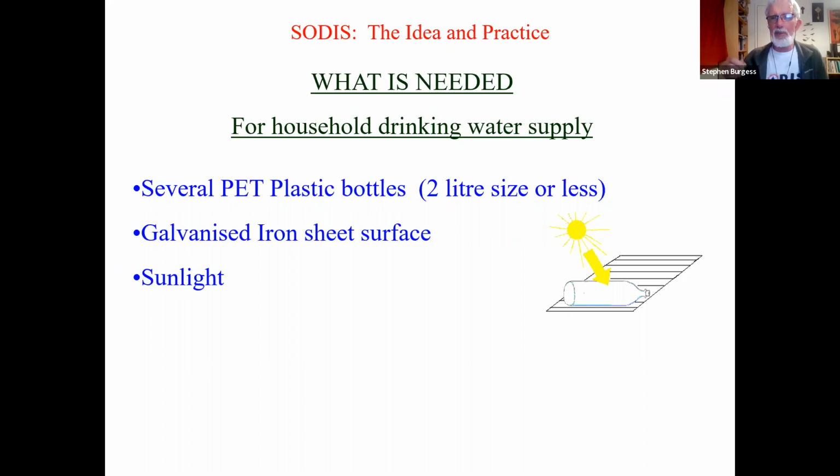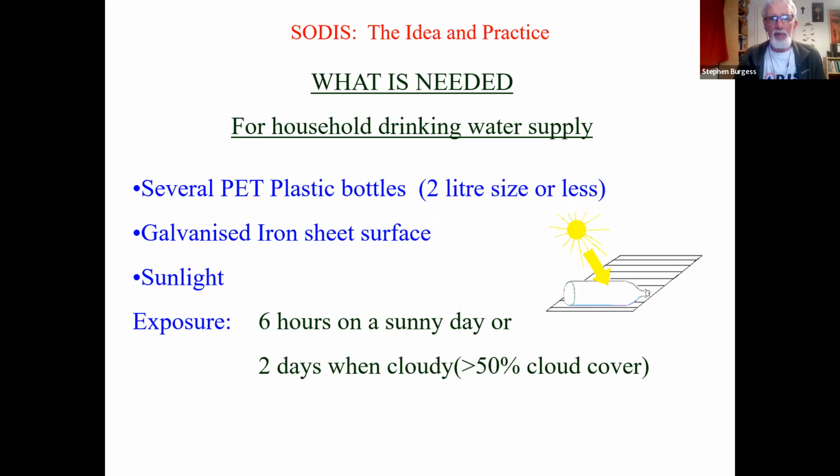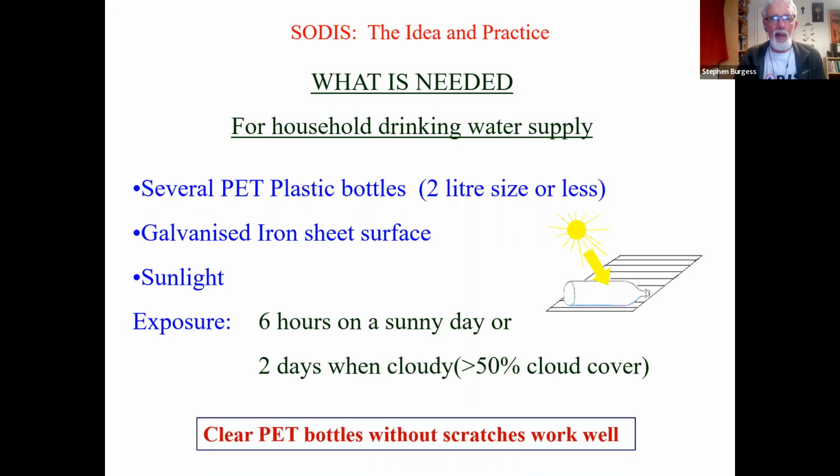So what we're using here are essentially recyclable, reusable bottles found in the community after drinking water, squash or soda has been taken from them. The bottles are often thrown away, so we can use old bottles, providing they're not too scratched. The sun, again, is just a free source. You expose it for 6 hours on a sunny day, or 2 days when cloudy, when there's more than 50% cloud cover. And make sure that the bottles you choose are not scratched or dirty in any way. So that's what you need, very simply.